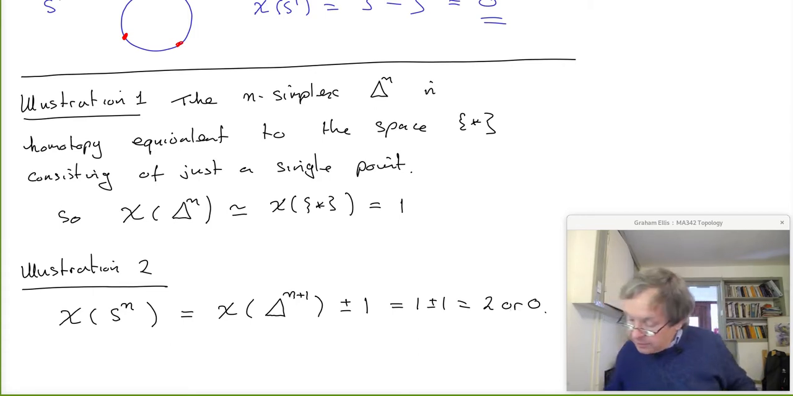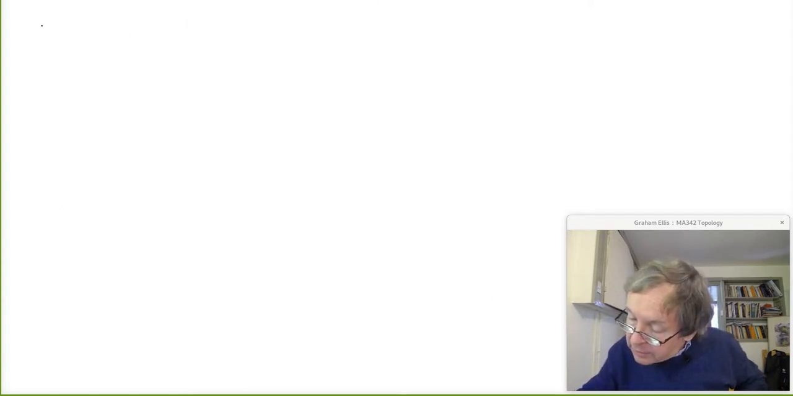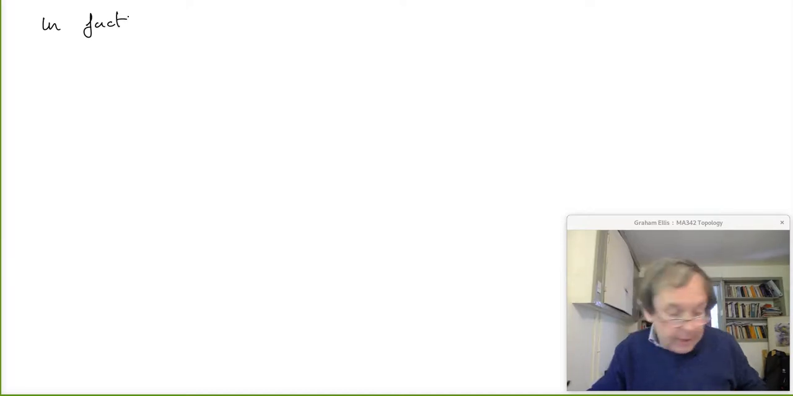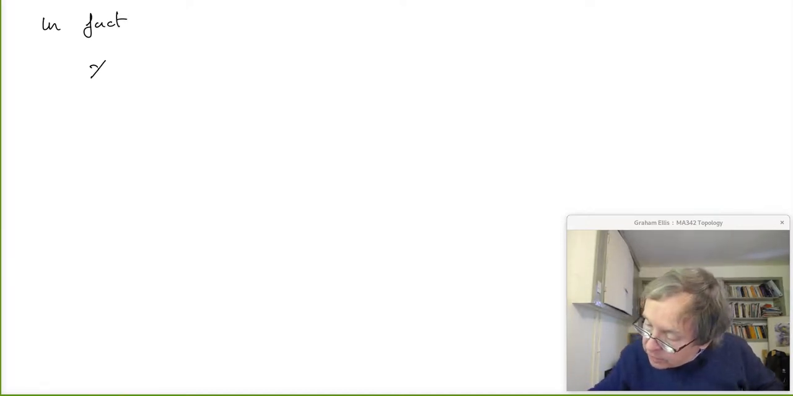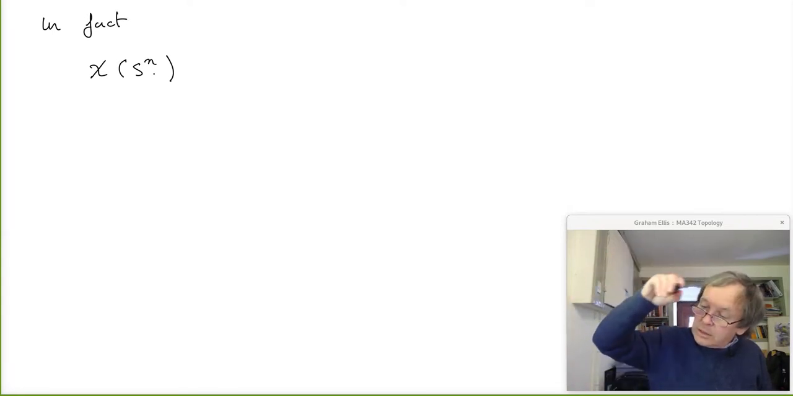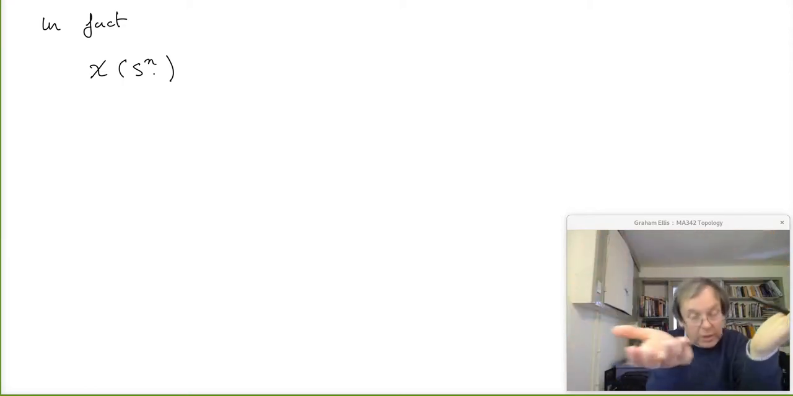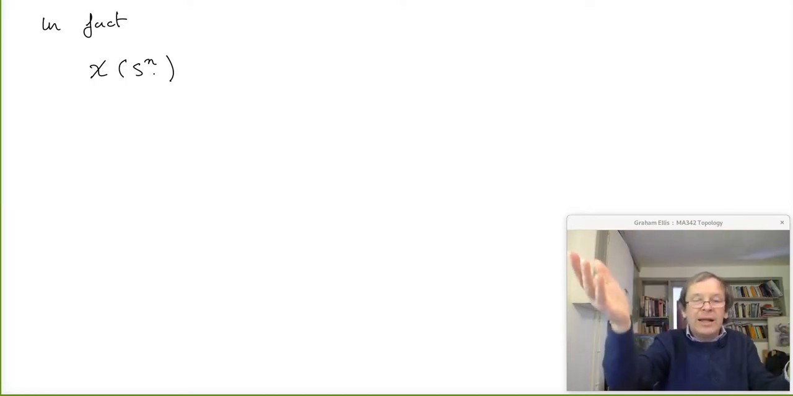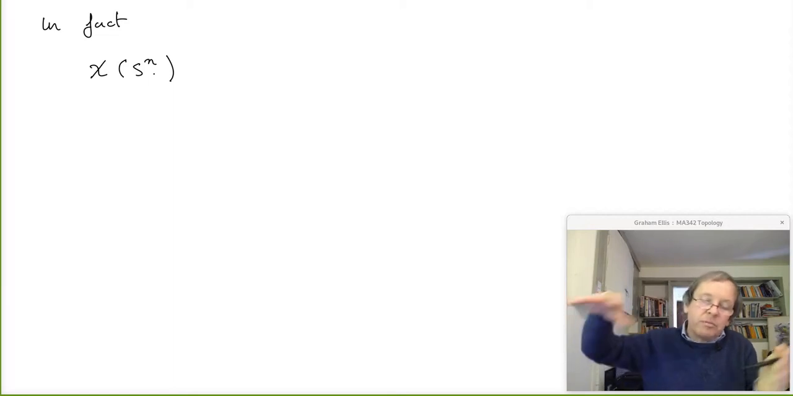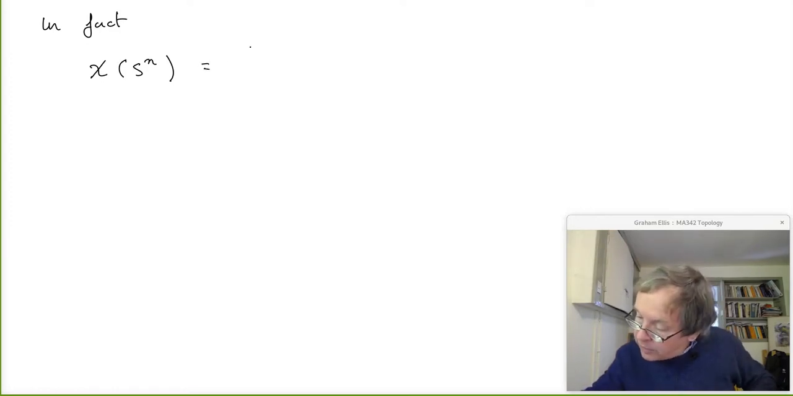And in fact, you can make all of that a bit more precise. What's the Euler characteristic of a circle? Take n equal to 1. We've just worked it out to be 0. What's the Euler characteristic of S2, n equal to 2, the surface of a sphere? We all know that it's 2. And then the Euler characteristic of S3, the boundary of a 4-simplex, is 0. So when you work it out, it's equal to either 0 or 2.